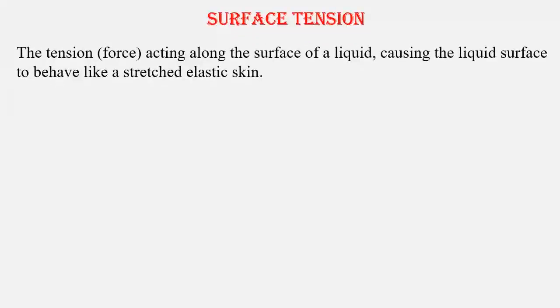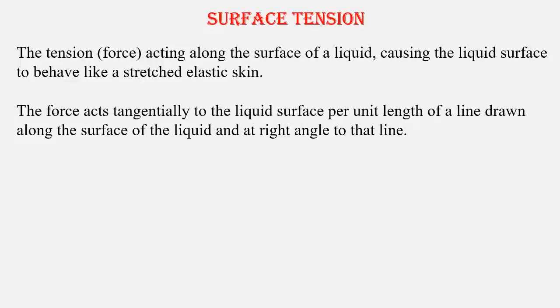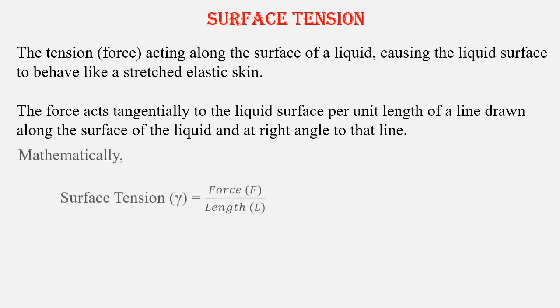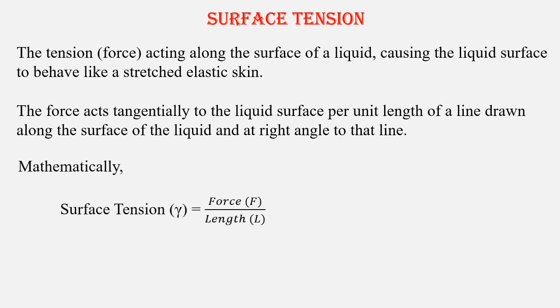Surface tension is the force acting along the surface of a liquid, which causes the liquid surface to behave like a stretched elastic skin. It is a force which acts tangentially to the liquid surface per unit length of a line drawn along the surface of the liquid and at right angle to that line. Mathematically, surface tension, which is represented as gamma, is equal to force over length, and the unit is Newton per meter.